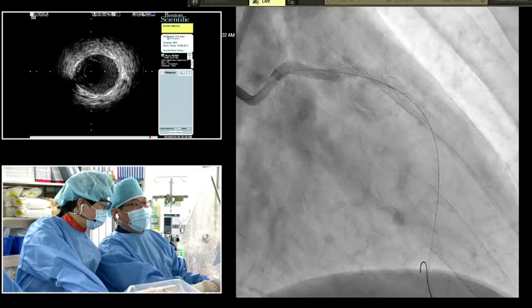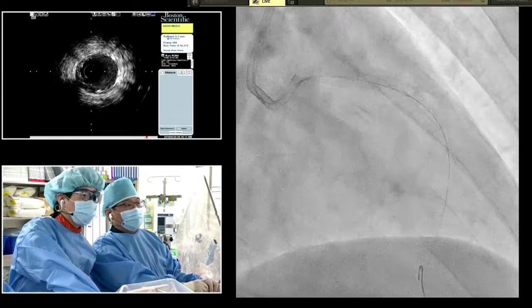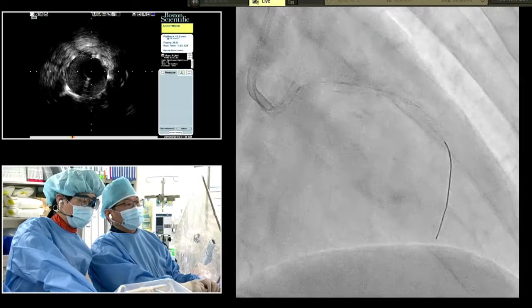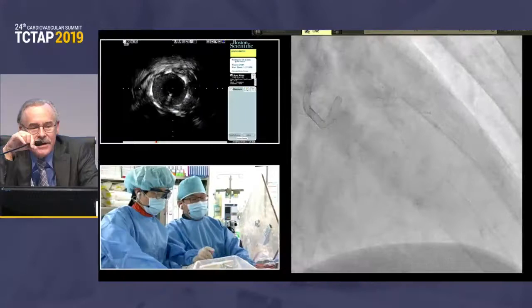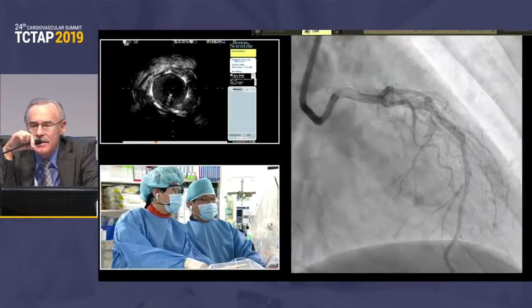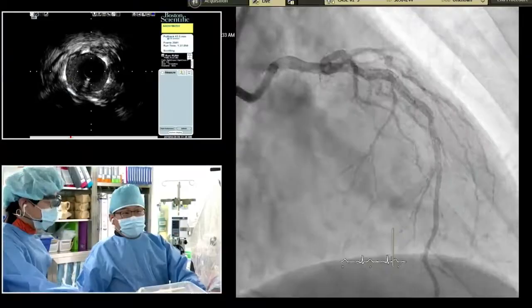I think we're running short of time, but you shared with us a very, very challenging case. It takes a certain amount of courage to take on this type of case in front of a large audience. We compliment you on your technical skills, and you really have reduced this woman's situation to a single vessel disease in a small circumflex. So thank you very much. Thank you.